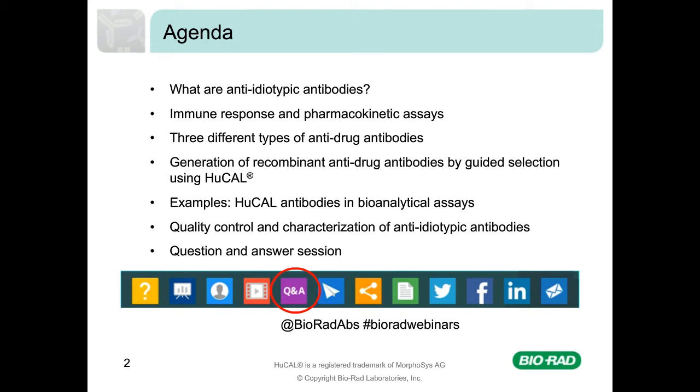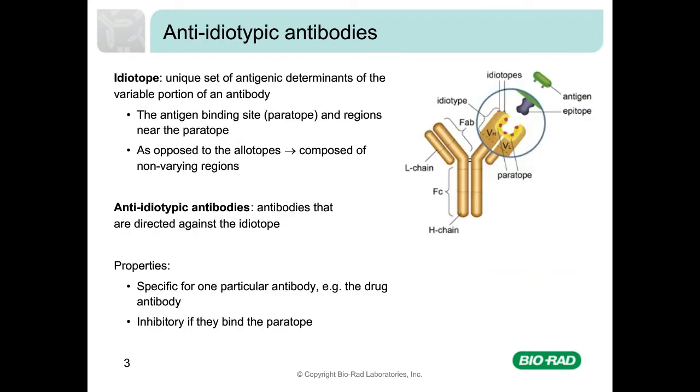Anti-idiotypic antibodies are antibodies that are directed against the idiotope, which is the unique set of antigenic determinants of the variable portion of an antibody. The idiotope consists of an antigen binding site, which is called the paratope, as well as regions near the paratope which are not involved in antigen binding but are still unique to this antibody. The paratope is the region that binds to the epitope of the antigen.